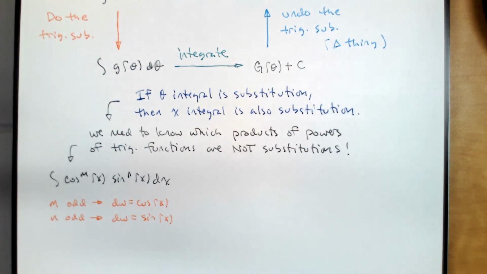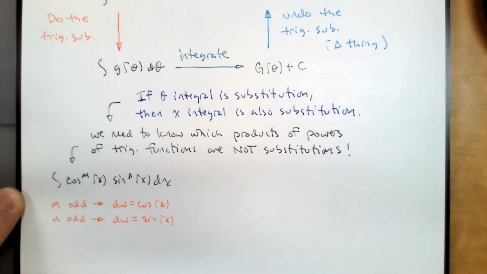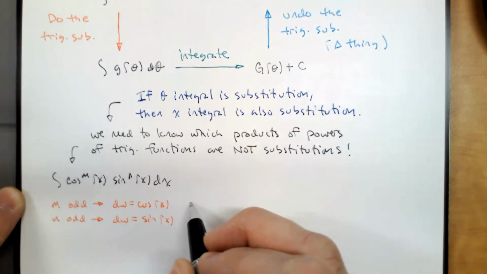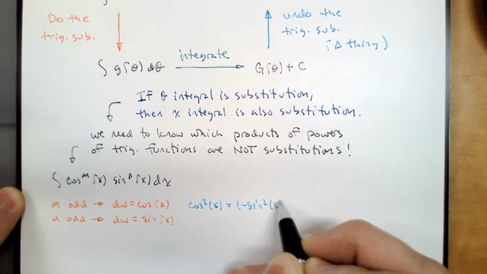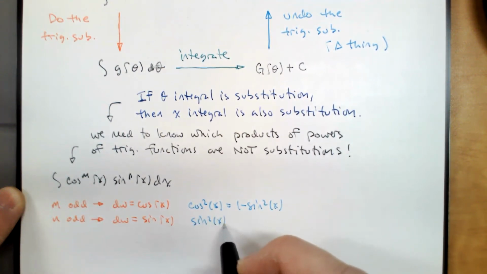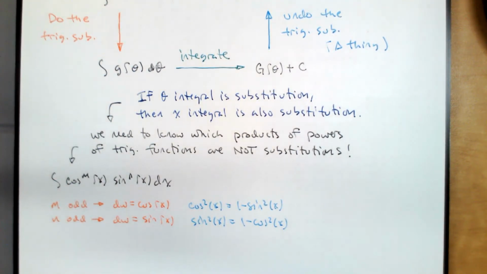Say one factor to be the dw, convert the rest. Notice I wrote it in terms of dw because that's what really matters in the substitution. So one cosine is going to be the dw, and the rest of the cosines can be replaced with sines. So if n is odd, like we have 5 factors of sine, one of them is going to be the dw, the other 4 could be converted to cosine.